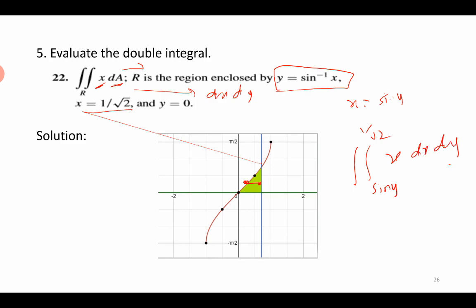And what is the limit of y? Y is the range. This is the intersection of this, isn't it? So in this range, what is y? When x is equal to 1 over root 2, substitute in this equation, you will find y. Sine inverse 1 over root 2 will be pi by 4, y will be pi by 4. So 0 to pi by 4. Integrate this one, you will get the answer. That's it.